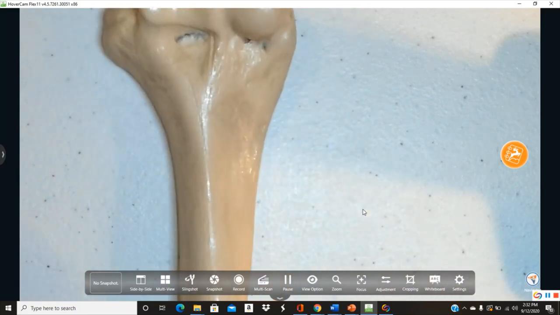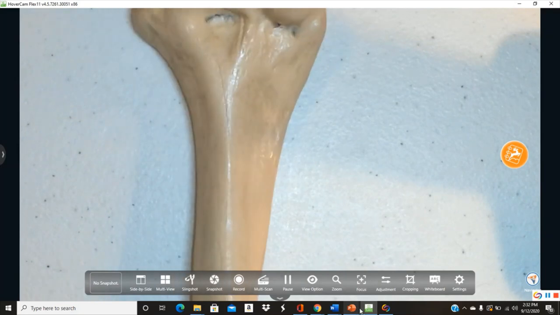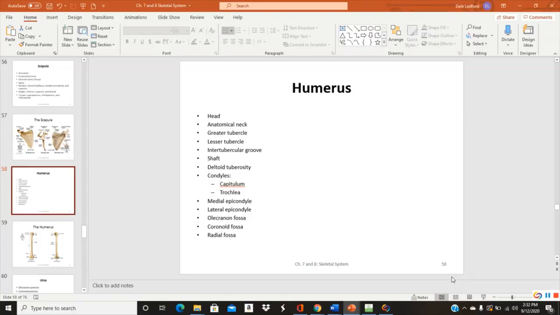Now, in anatomy, one of the things I always tell my students to do is to learn to relate structures to other things they learn, okay?